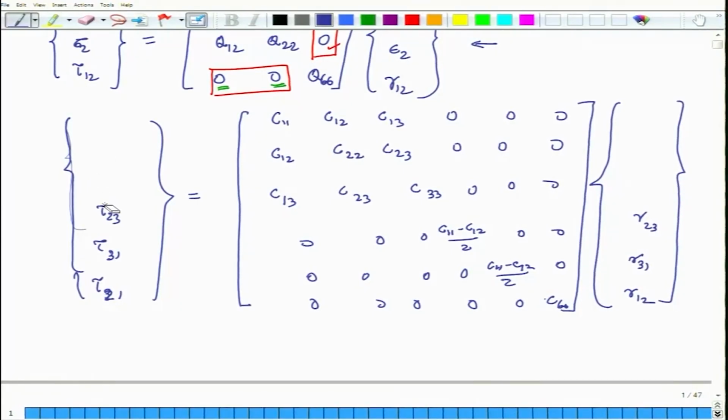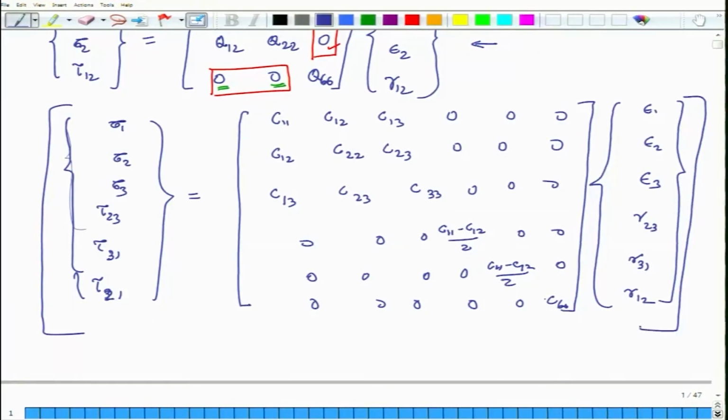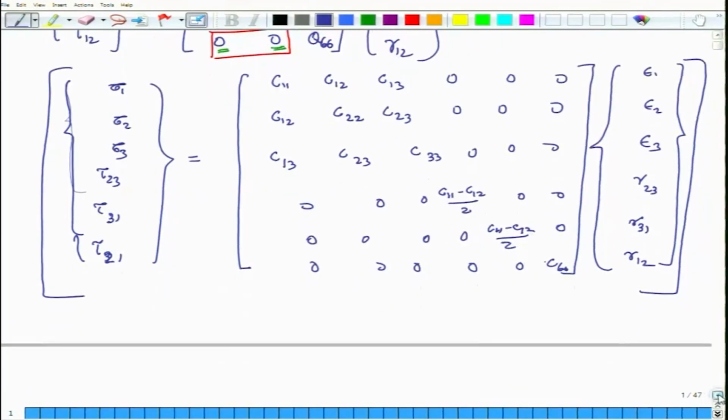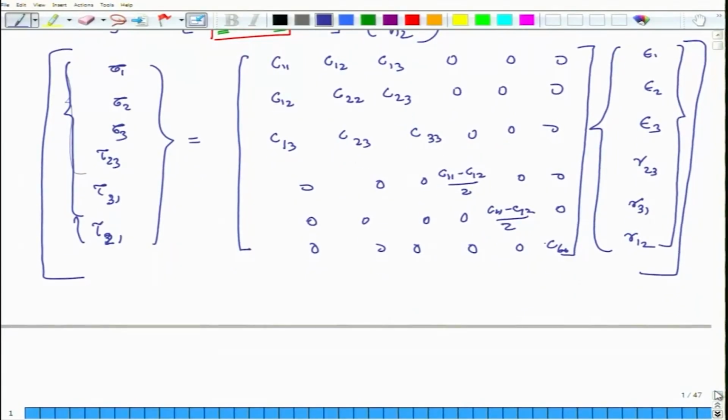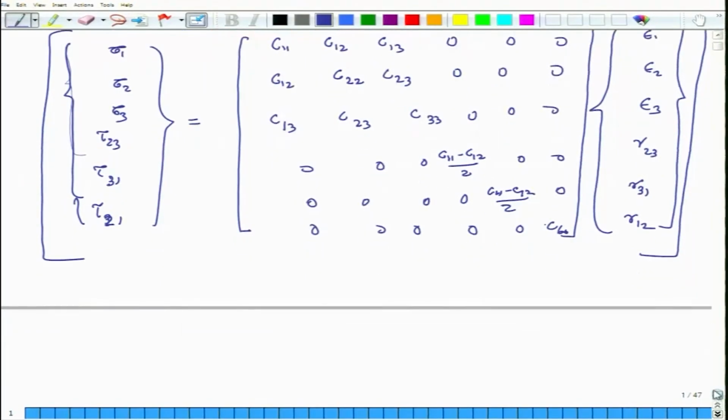So, because these equations are not tensor equations, these are simple matrix equations. So, I will just call it sigma 1, sigma 2, sigma 3, and this is epsilon 1, epsilon 2, epsilon 3. So, this is the situation. These 6 equations are applicable for especially orthotropic material, which is along two planes of symmetry.